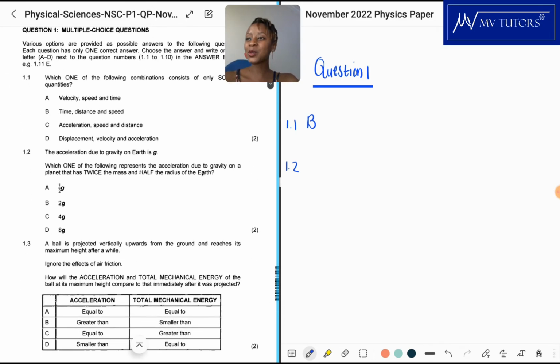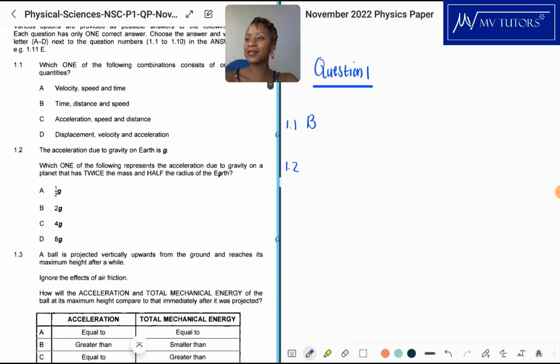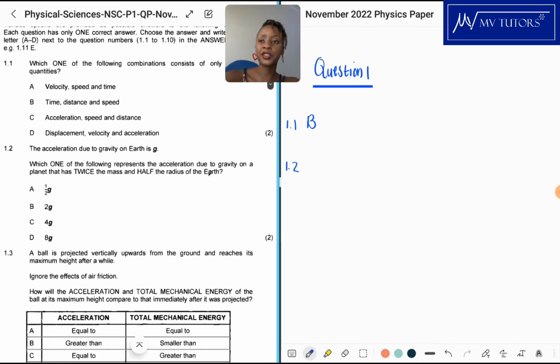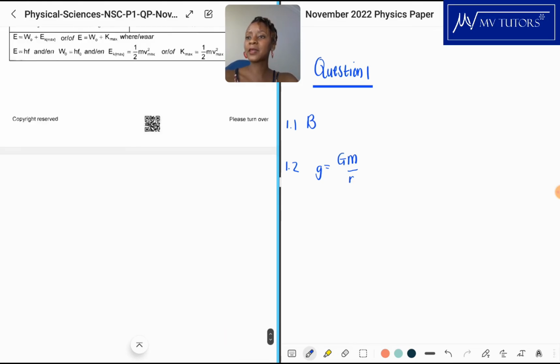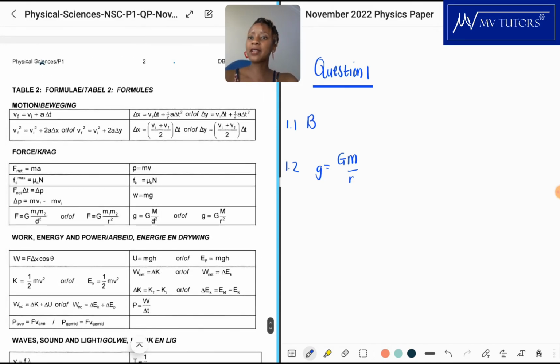Then 1.2, the acceleration due to gravity on Earth is g. And remember what g is? G is basically the gravitational constant, the mass, and the distance between the centers, or the radius. Let's just stick to radius, because we don't have two objects. If it were two objects, then it would be the distance between the centers. But this is just the radius. And let's make sure, is it just radius or radius squared? Let's look at the formula sheet. That is why it's there, for us to check and make sure, and it is radius squared.